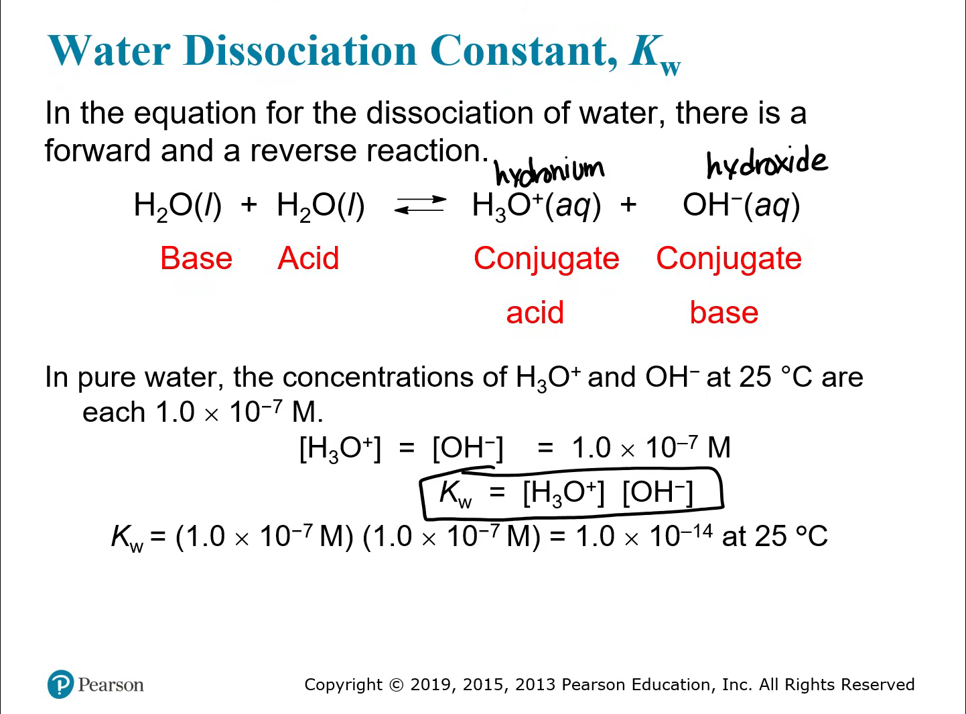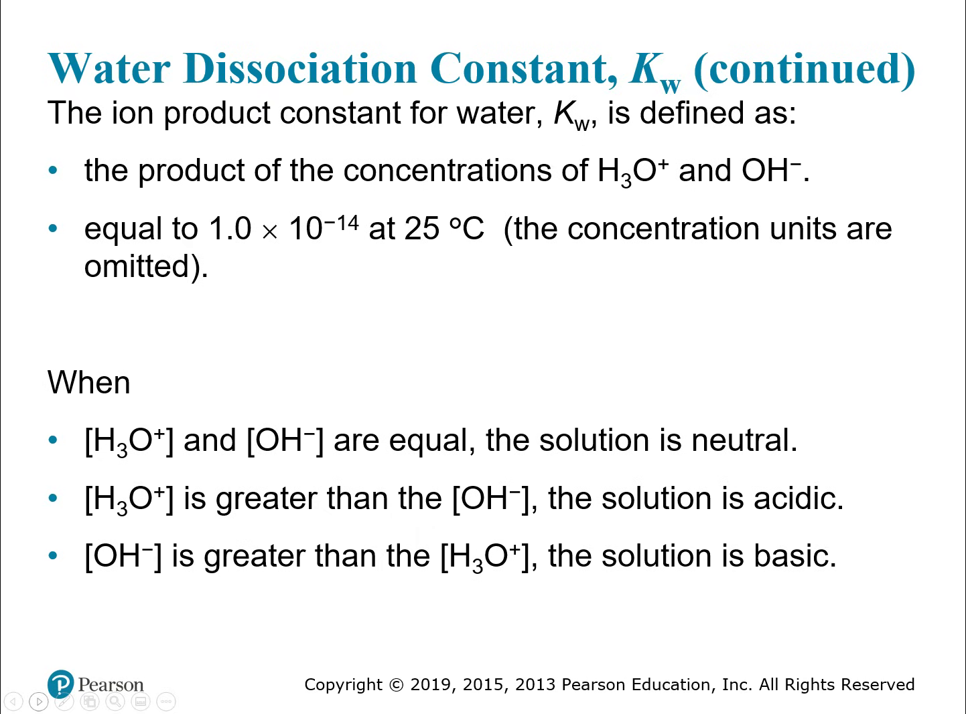And at 25 degrees Celsius, that is equal to 1 times 10 to the minus 14. And again, these dissociation constants do not have units. So the product of these ions is equal to 1 times 10 to the minus 14. We don't have any concentration units or anything like that.